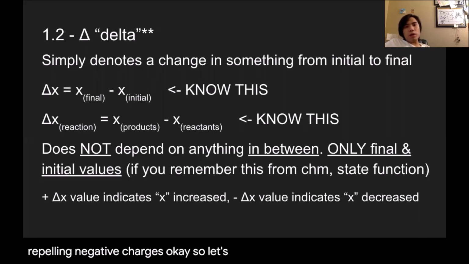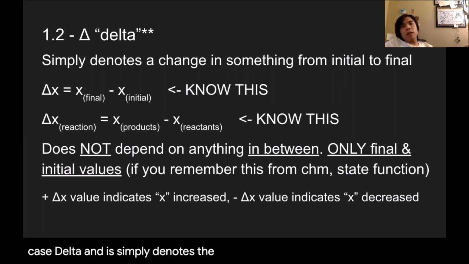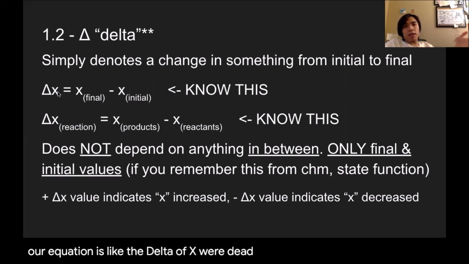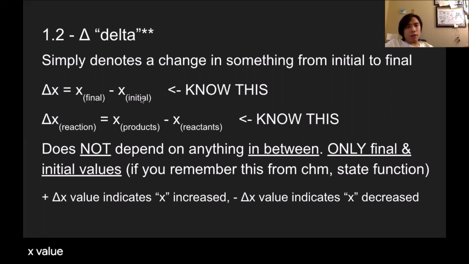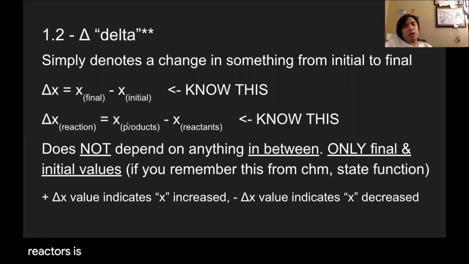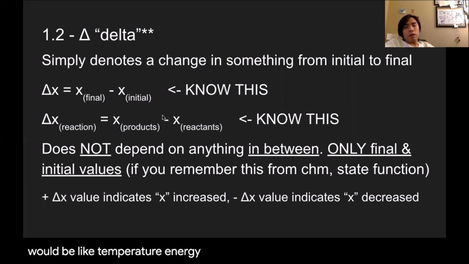Okay, so let's talk about this symbol, which is an uppercase delta, and it simply denotes a change in something from initial to final. Our equation is the delta of x, where the x is anything, is our x value at the end minus our x value initially. For a reaction, if you're looking at the change in, say, temperature from the reactants to the products, you would take products, which would be our final, minus our reactants, our initial. It's not actually subtracting the products and reactants, it's subtracting characteristics that it had when it was in this state. So that would be temperature, energy, whatnot.